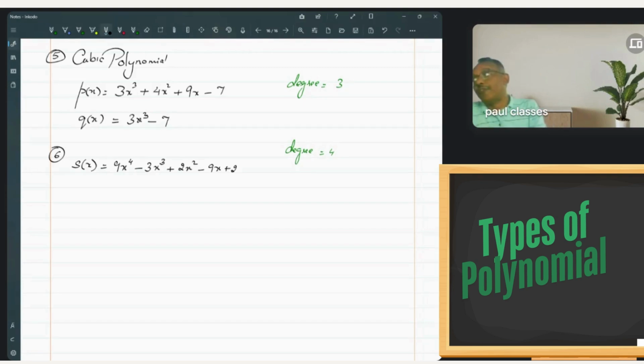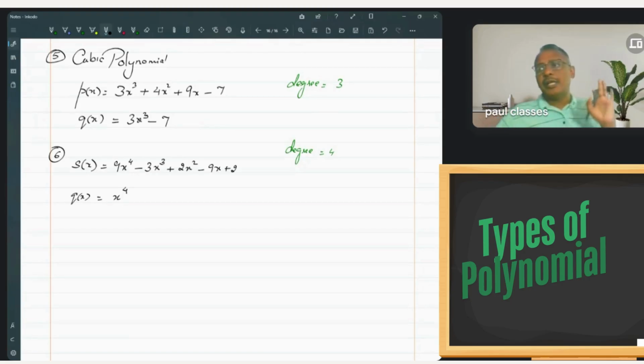X to the power 4. A polynomial, say q(x) is equal to... Is this a biquadratic polynomial? एक ही टर्म, बस वेरिएबल का पावर बता देना. वेरिएबल का पावर इज 4, दैट इज कॉल्ड एज अ बाइक्वाड्रेटिक, है ना.